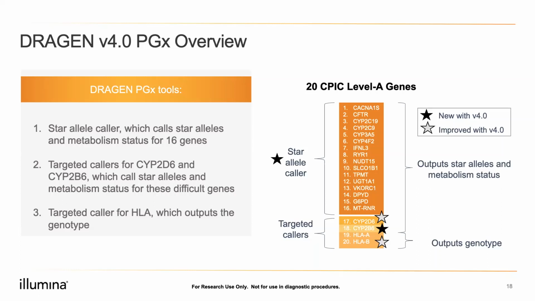Finally, we have a targeted caller for HLA, which outputs the genotype. It doesn't yet output the star allele or metabolizer status. That's something we'll be working on for a future update. So in summary, we provide the genotype for 20 of the CPIC level A genes, and then the metabolism status and star alleles for 18 of these CPIC level A genes.